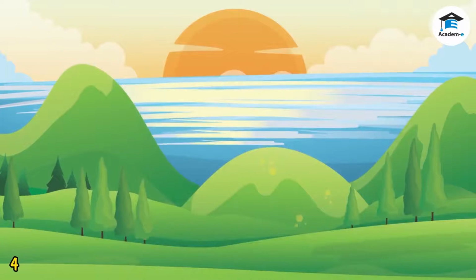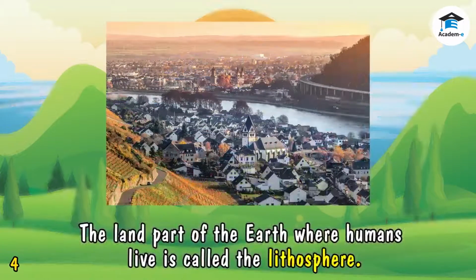You live on the land part of the Earth. The land part of the Earth where humans live is called the lithosphere. Earth's land is not just a flat surface. It is very irregular in shape and structure. There are highlands and lowlands. The highlands are sometimes thousands of feet higher than the sea level. But some parts are not very high. Others are at almost the same level as the sea.